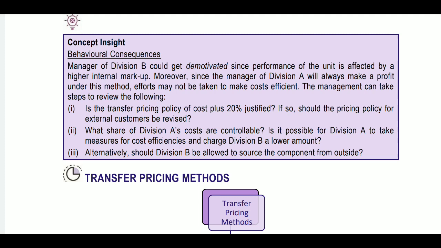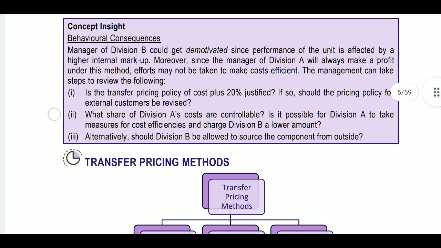Next, alternatively, should division B be allowed to source the component from outside? So if division B purchases from outside instead of division A, what is the cost? We will see these three questions. What is the first question? Whatever markup A is adding, is that acceptable or not? Second, is it possible, if that is intolerable, or is there any method to reduce it? That is related to the A side. And on the B side, if you purchase from outside, what is the cost?